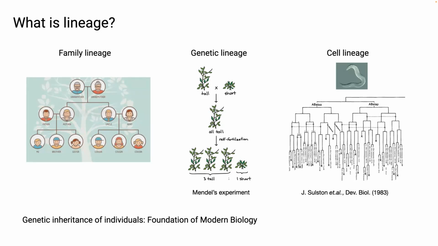The first two lineages actually lay the foundation of modern biology. And the last example, this is actually the C. elegans lineage, generated by John Sulston about 40 years ago. And from this lineage, he actually found the phenomenon of apoptosis, which awarded him the Nobel Prize in 2002.